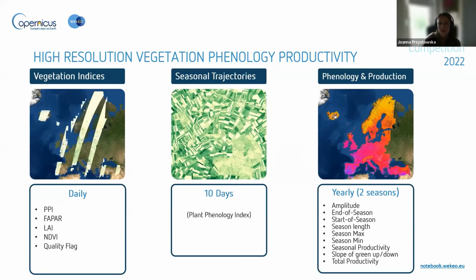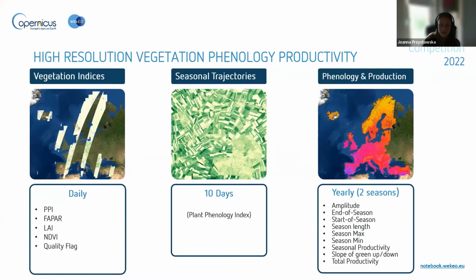Here on the picture, you can see start of the growing season. In the regions where you can see it's blue, it's actually early start of the growing season, and red, yellow, it's late start of the growing season. Next slide, please.